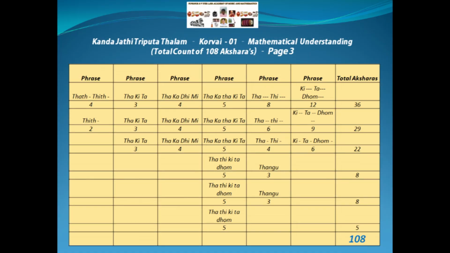Episode 6, Kanda Jathi Triputa Thalam, Korvai 1, Mathematical Understanding, total count of 108 aksharas. This korvai should be interpreted in the following way.